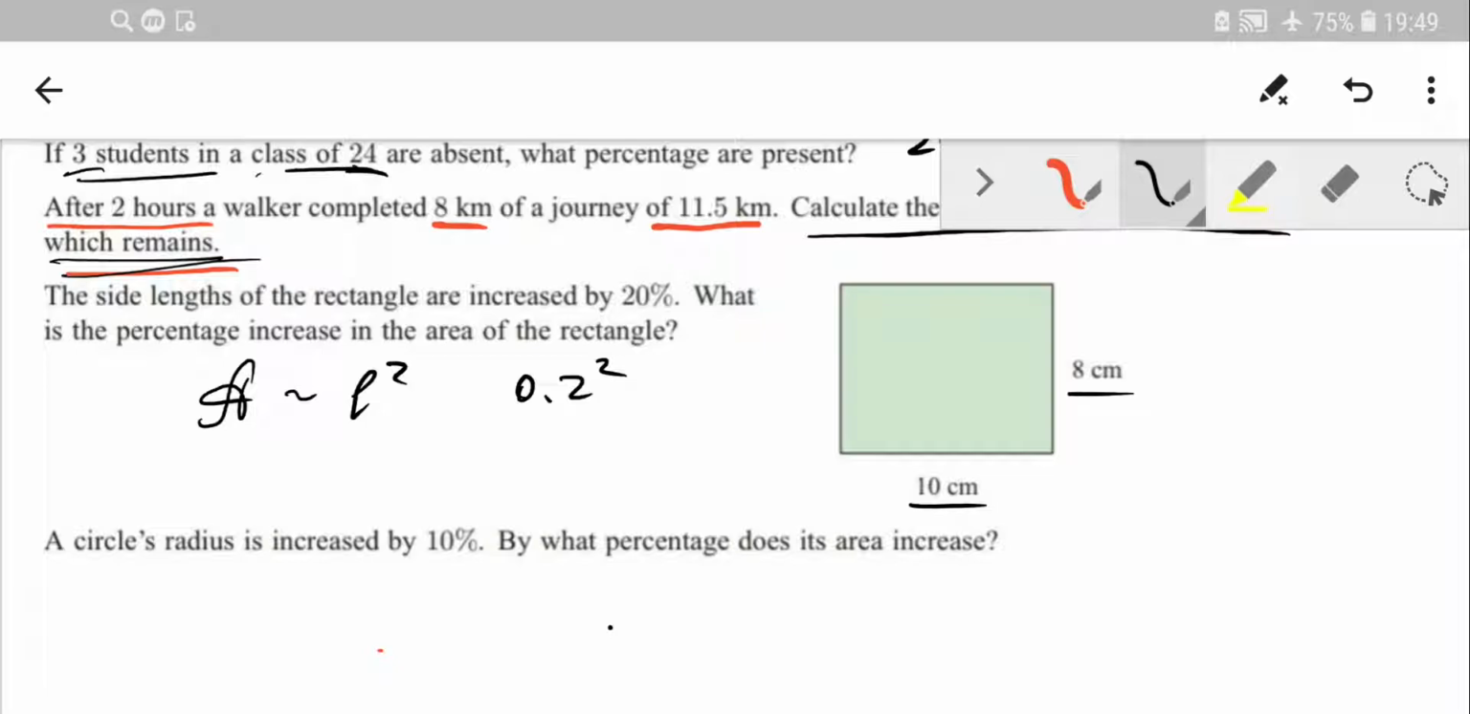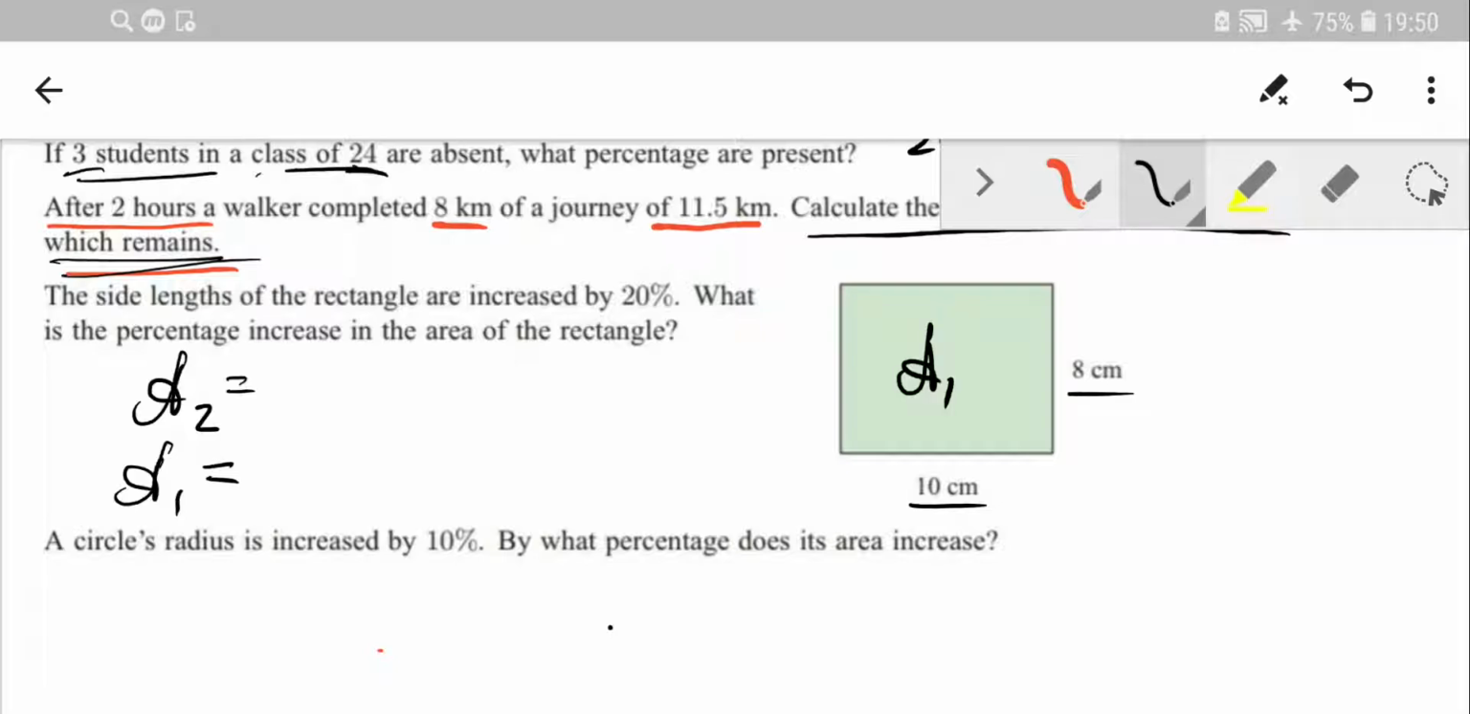No, that doesn't work in this manner, because you have different sizes of your sides. So in order to calculate the percentage increase in area, what do you need to do? First of all, you need to find the final area, A2, and A1 is the previous one. The standard area A1 is simply 8 by 10 centimeters squared, so it's 80 centimeters squared.